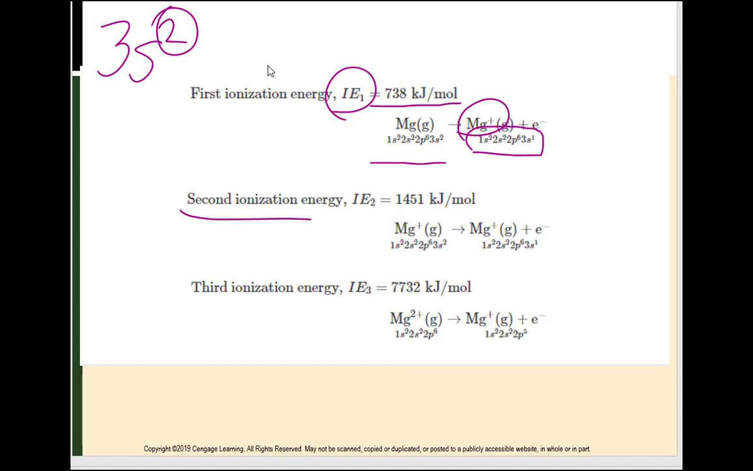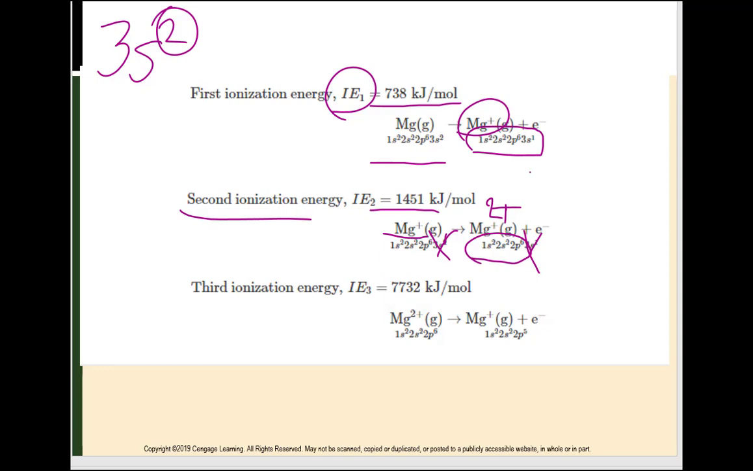Now, to remove another, that's called our second ionization energy. So we go from Mg+ to Mg2+ by removing a second electron. We are going from 1s2, 2s2, 2p6, 3s1, taking away that outermost 3s, so that we have Mg2+, 1s2, 2s2, 2p6. Notice that to take away that next electron is almost double the energy.